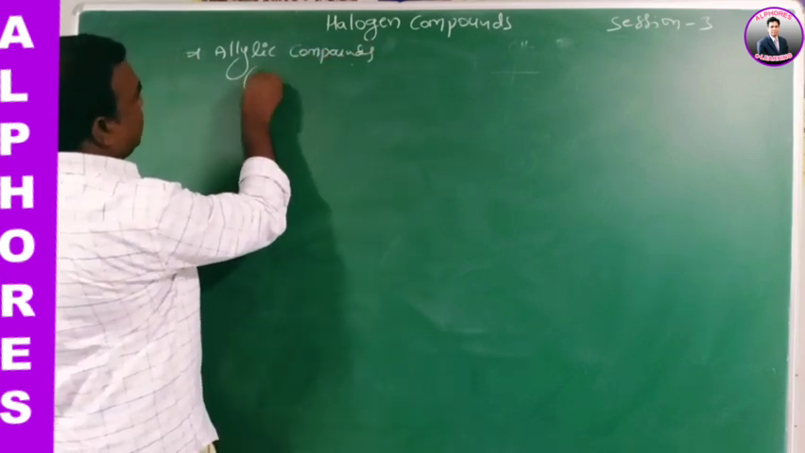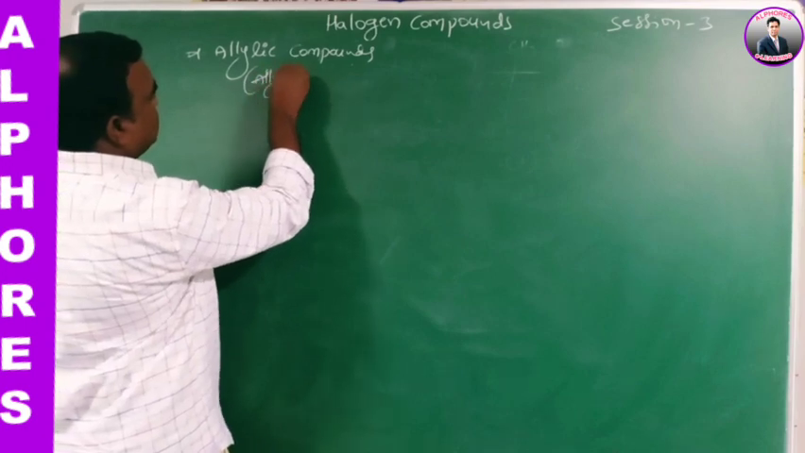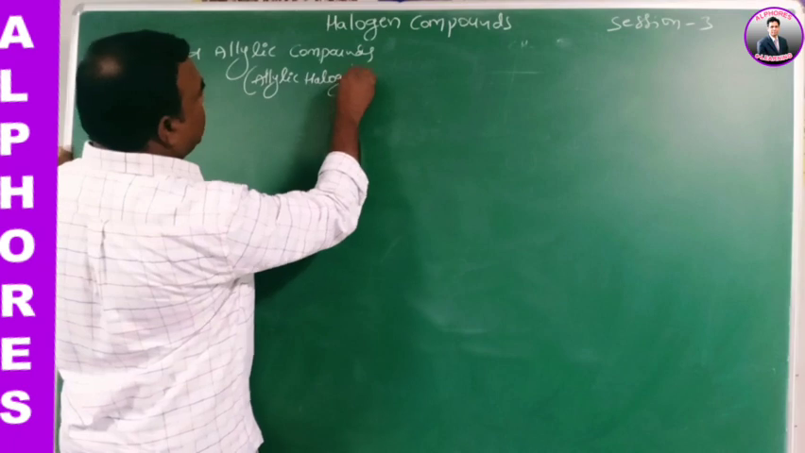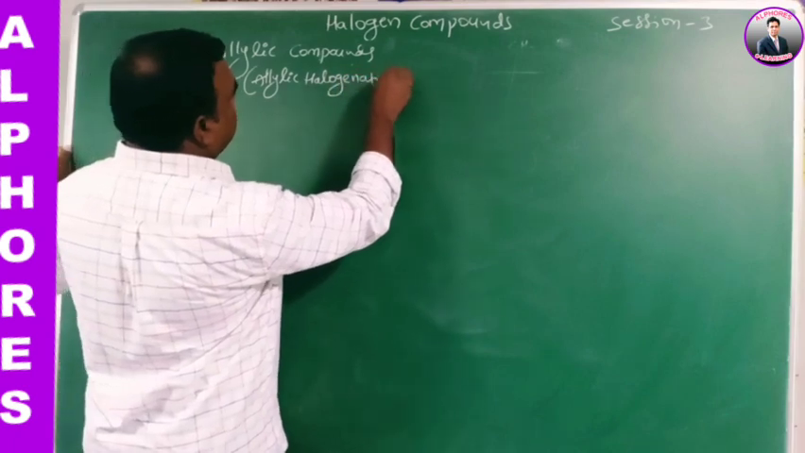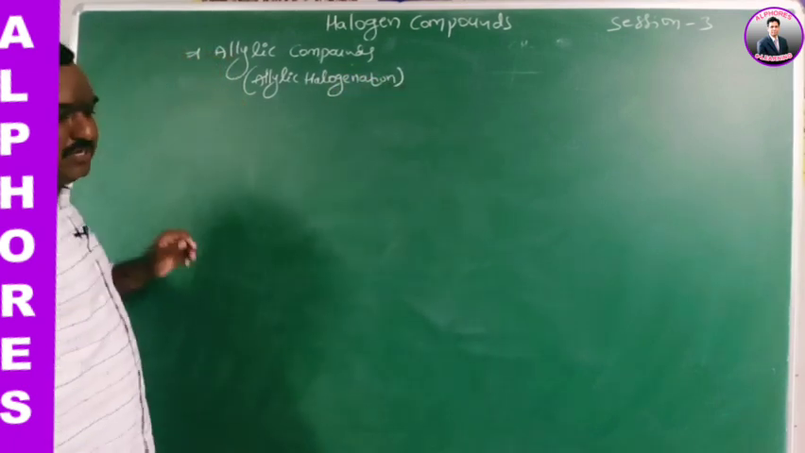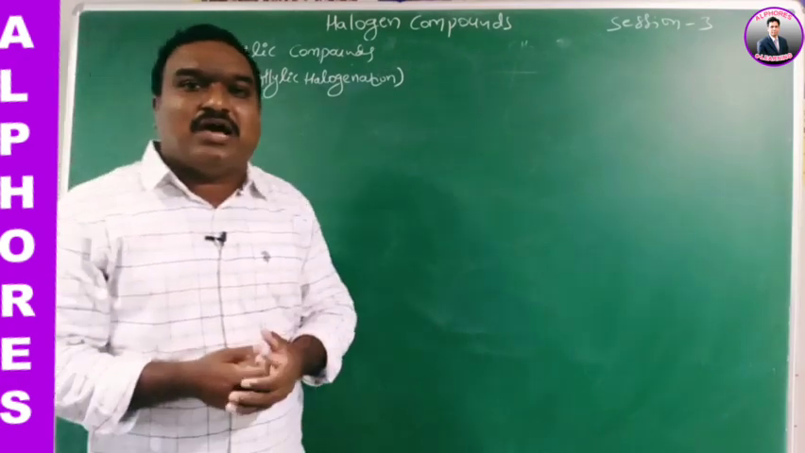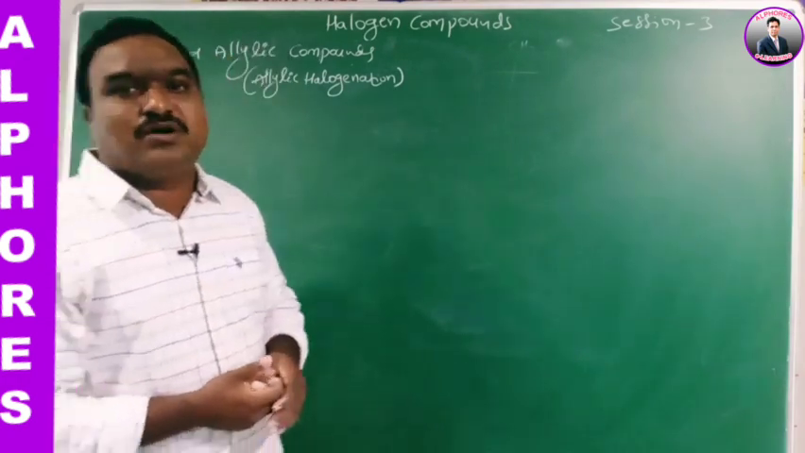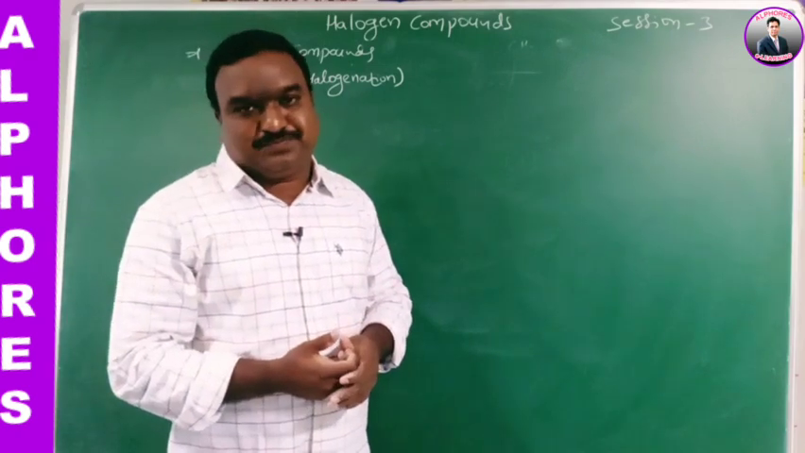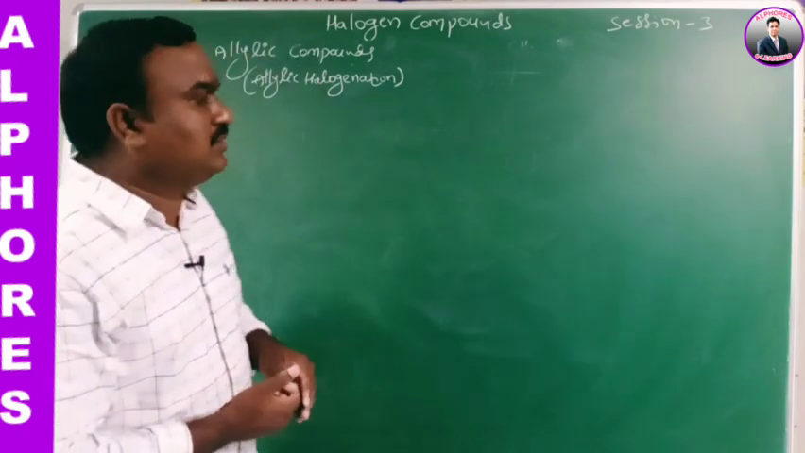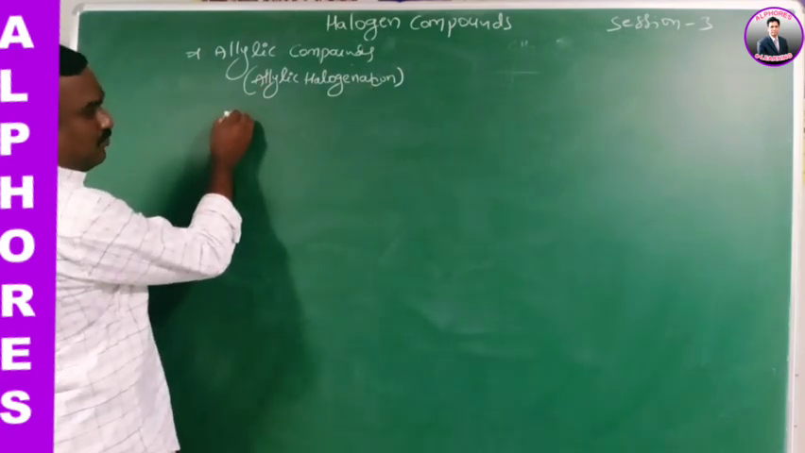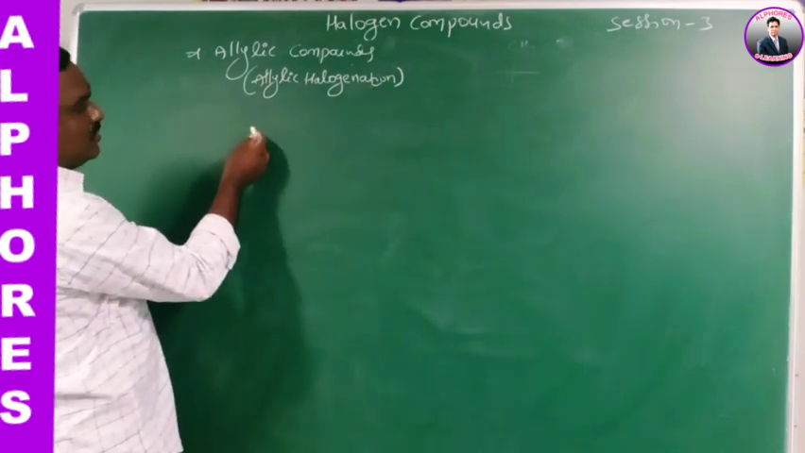Nothing but allylic halogenation reactions. Allylic halogenation reactions means the reactions proceed in the presence of high temperature here. So how to identify whether the given compound is carrying an allylic carbon or not?